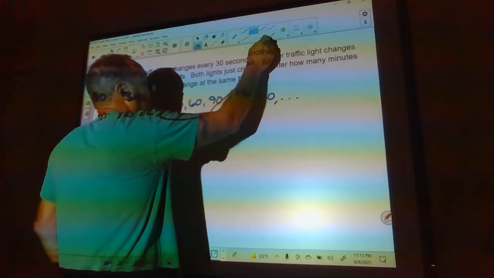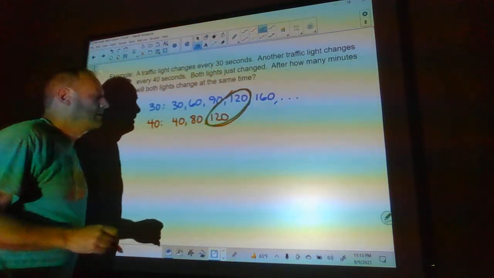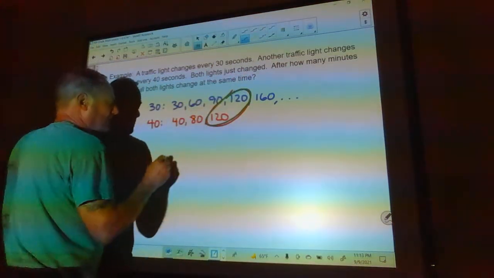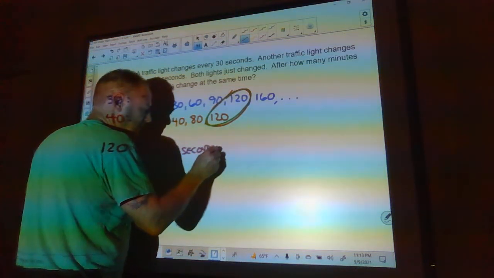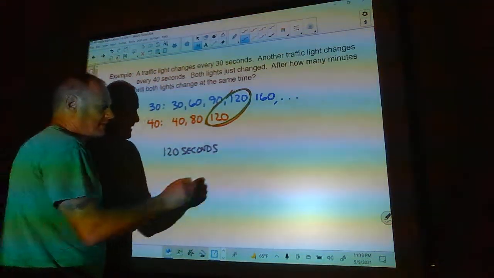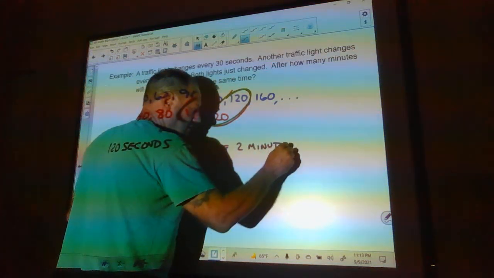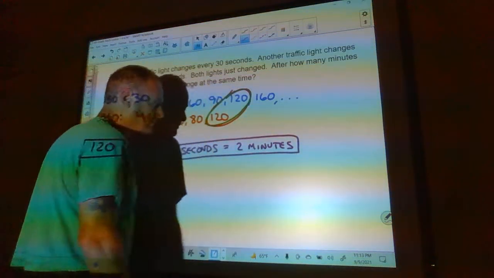Let's make this stand out here. Okay, so every 120 seconds they're going to come on at the same time. That's actually every 2 minutes. Either one of those would be a correct answer.